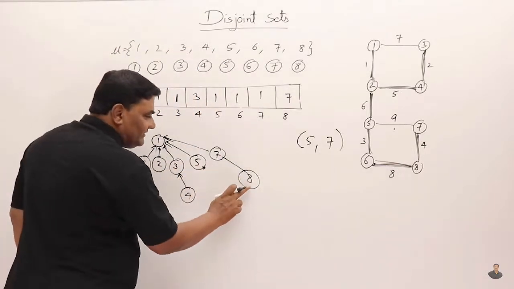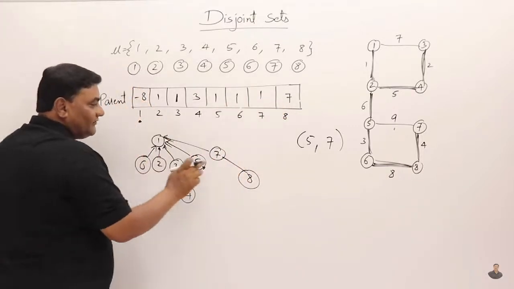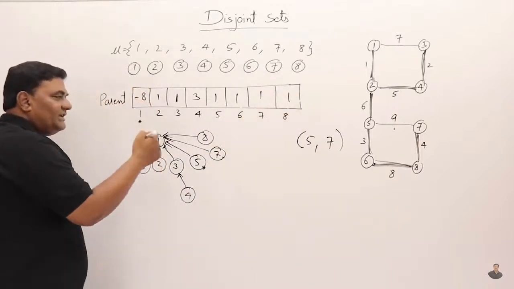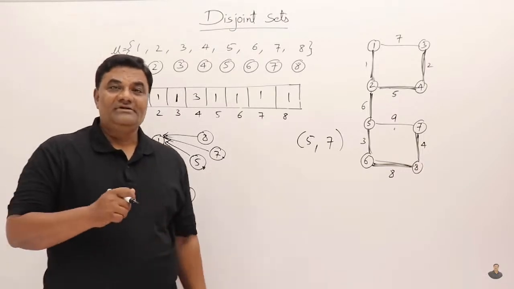Now same way, suppose I find 8. From 8 go to 7, from 7 go to 1. Let us do it here. Go to 8, 7. 7 is 1. Go to 1 is parent. So once we know that 8 is under 1, directly bring it under 1. So here also we can write 1. So whenever you find any element, you can collapse it to its direct parent. So that's all how we can use array for representing disjoint sets.